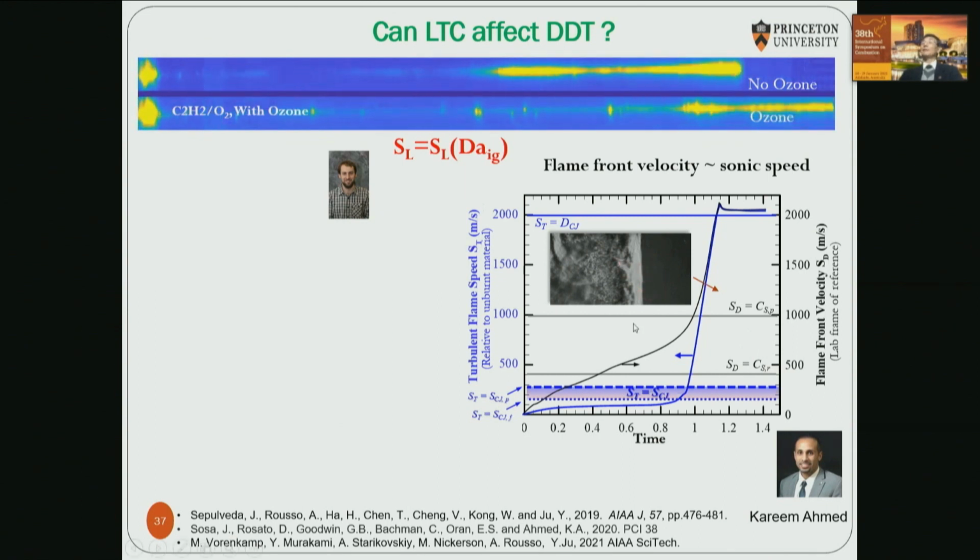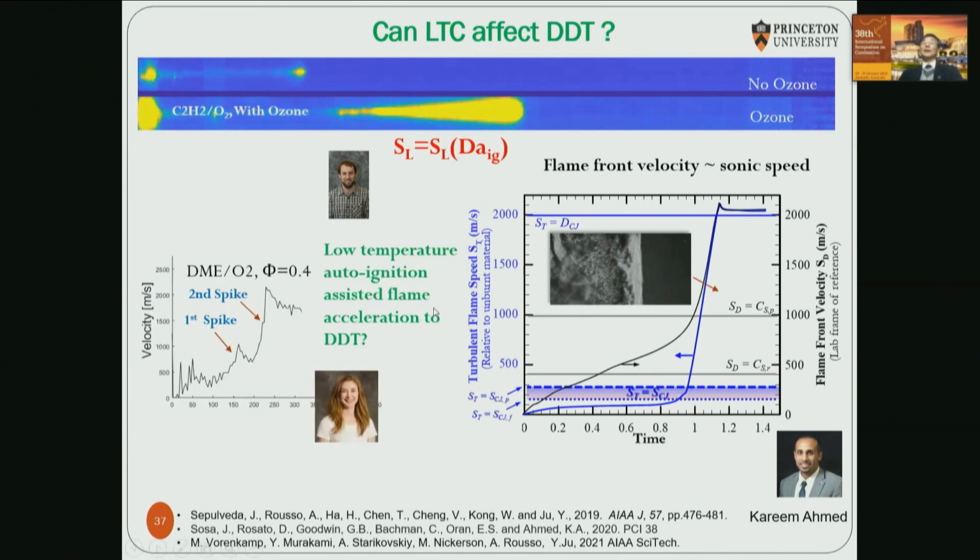What if we have low temperature chemistry sensitized by ozone? Here is the experiment at Princeton. I'm showing DME and oxygen mixtures with ozone, and you can see this two-stage spike. We are wondering whether the first stage and second stage correspond to the low temperature impact. We don't have a conclusion yet, but we are excited and looking forward to understanding it.